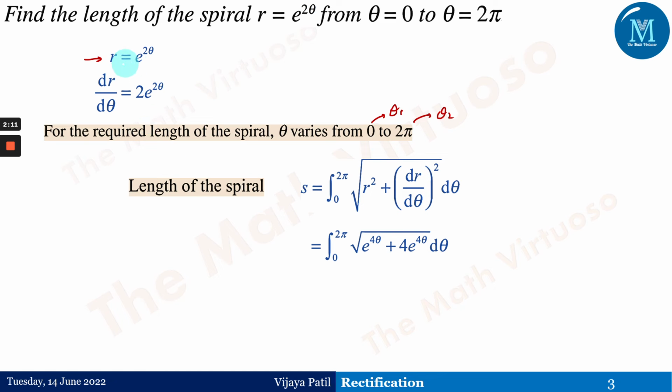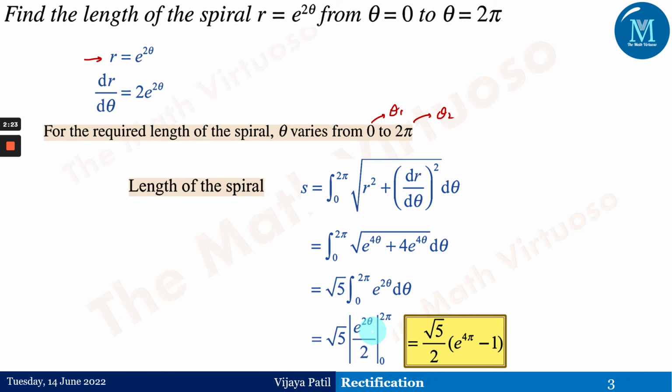r square is nothing but (e to the power 2 theta) the whole square, plus (dr upon d theta) the whole square, that is (2 into e to the power 2 theta) the whole square, which is 4 e to the power 4 theta. Moving quickly with this, using simple steps of integration, we reach square root of 5 by 2 into (e to the power 4 pi minus 1) as the answer for this particular length of the spiral.